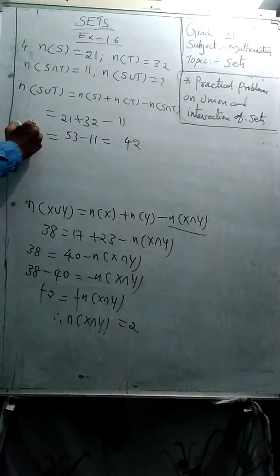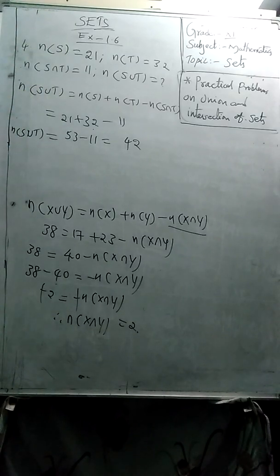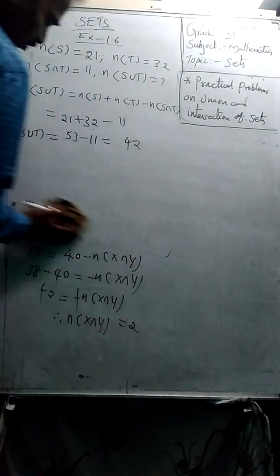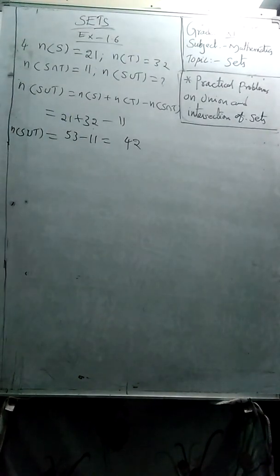N of S union T is equal to 42. If you want, you can do it later like this. So this is the way to solve problems on this. Let me discuss one more problem, friends. Some of these problems you will get as an assignment as well as worksheet problems, so practice problems also, students. Please solve them.